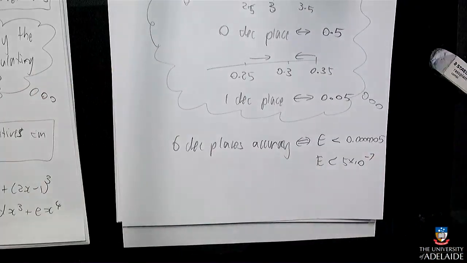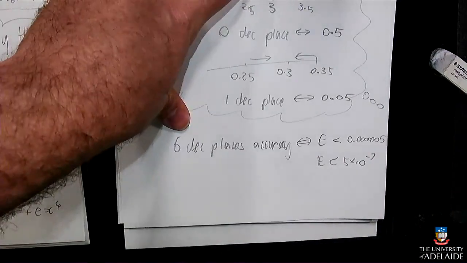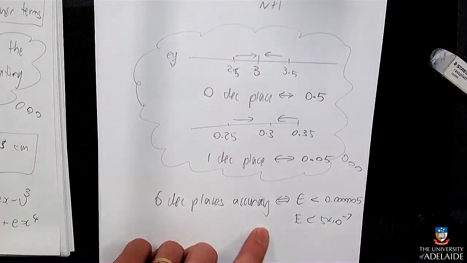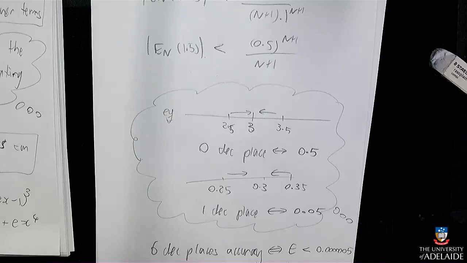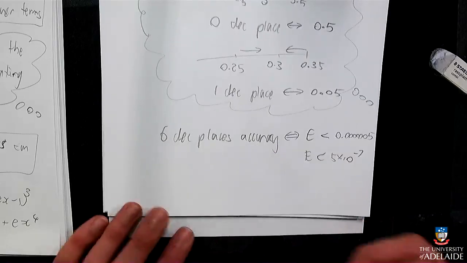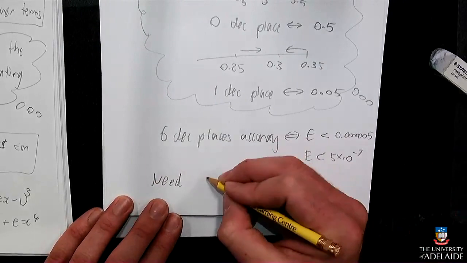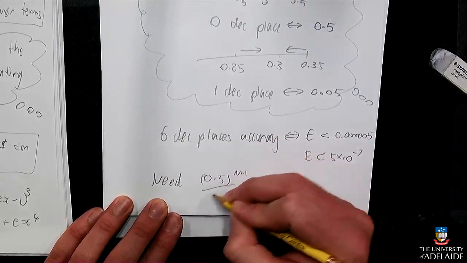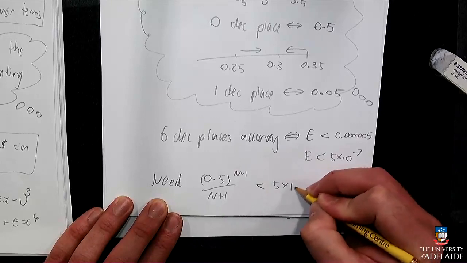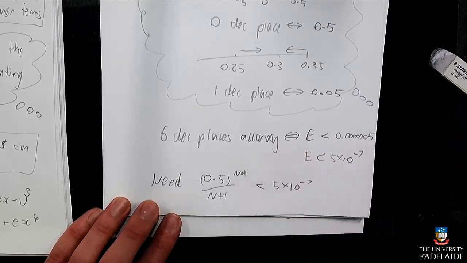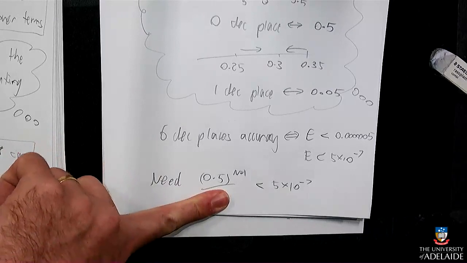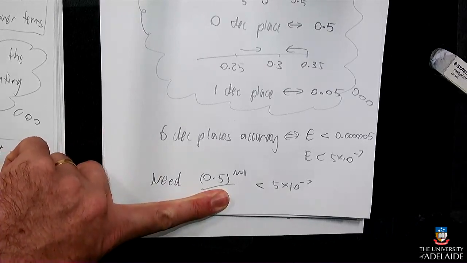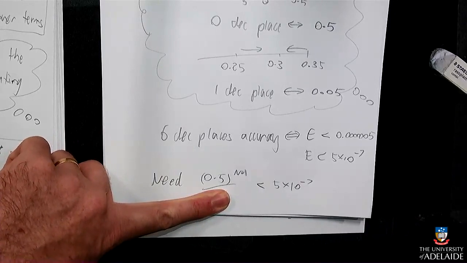Okay, so if this number here is less than 5 times 10 to the minus 7, then the error will be less than 5 times 10 to the minus 7, and we'll have 6 decimal places of accuracy. So we need 0.5 to the n plus 1 over n plus 1 to be less than 5 times 10 to the minus 7. And I have to solve that equation, which is a bugger. Like this would be fine. I could use logarithms to solve the equation without the n plus 1, and that would tell me exactly which n is the right n.